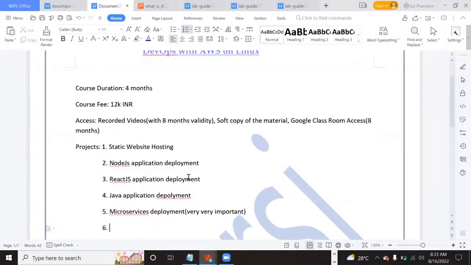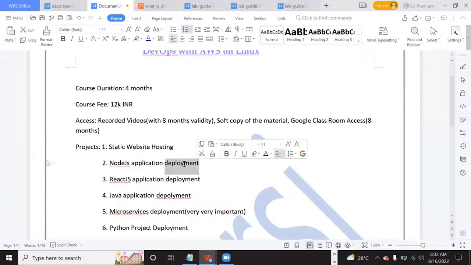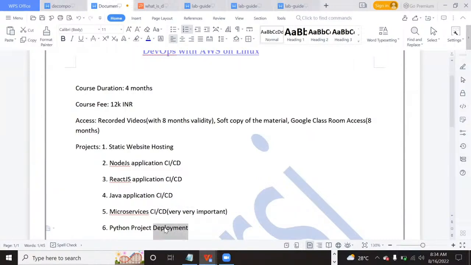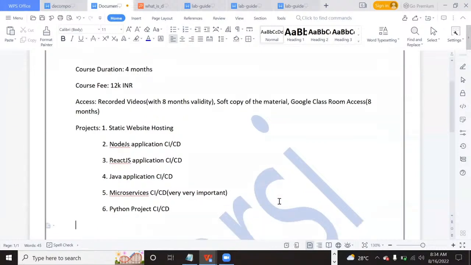So microservices deployment, and then finally the Python project deployment. Here, deployment, what I mean to say is CI/CD. So let me replace the word deployment with CI/CD: microservices CI/CD, and then Python project CI/CD. What this CI/CD is, again I'll explain.